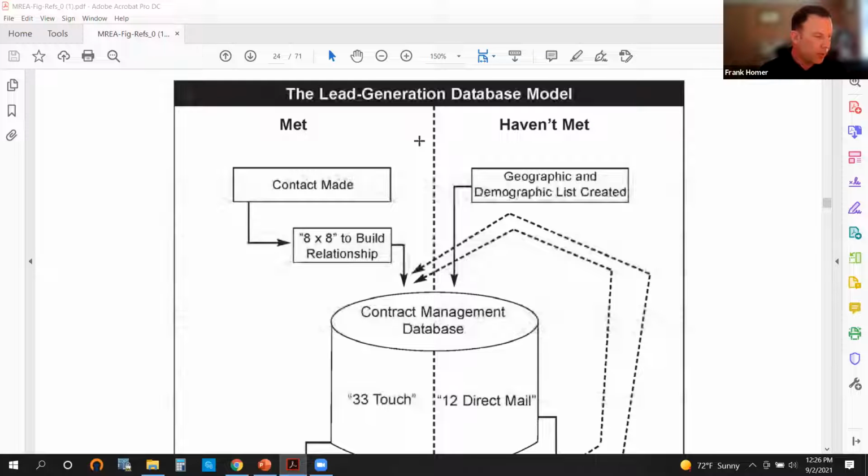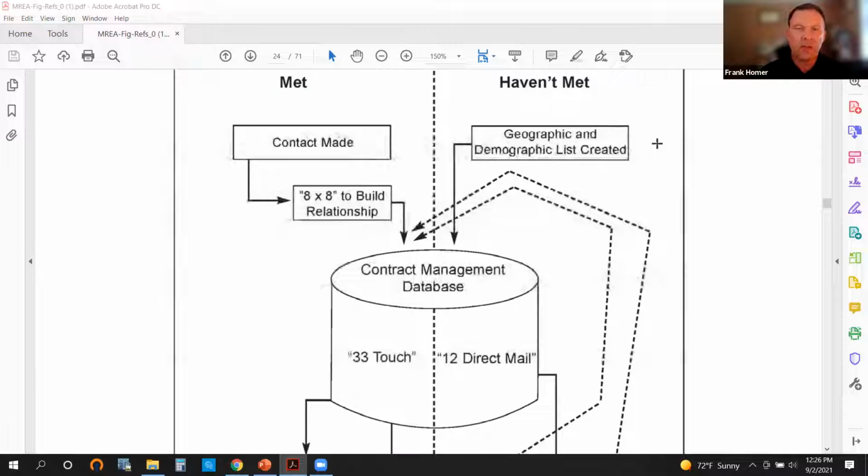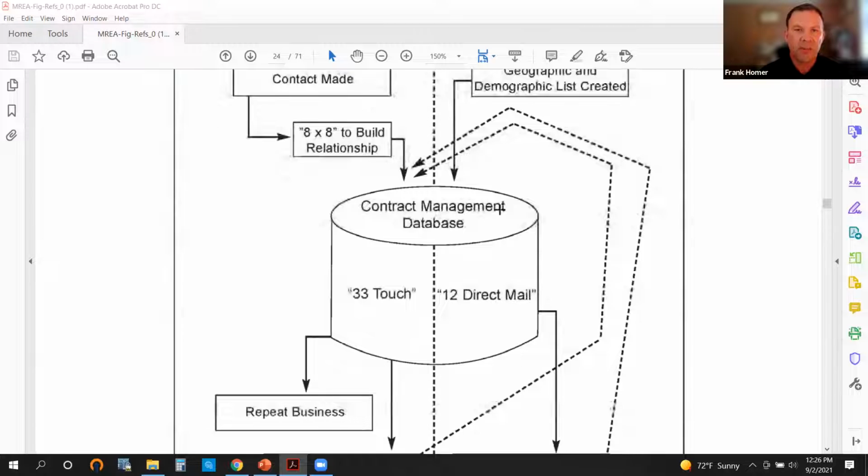So this is the lead generation database model. Again, working on the left side, you have the METs. On the right-hand side, you have the habit METs. If you just take a look at the habit METs, this is the outer circle, the outer ring. Let's say we start with farm territories, geographic and demographic listed area. We get them into the contact database, and the first thing we want to put them through is the 12 direct. So they're going to get 12 touches over 12 months.